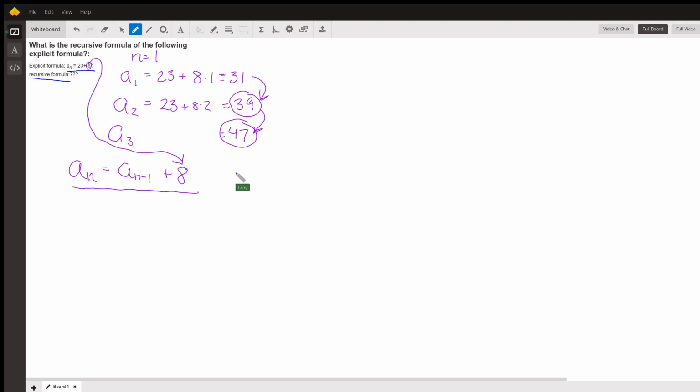The other part is, what is a sub 1? We get that right off of this chart here. A sub 1 equals 31. So there you go. The recursive formula has two parts. How do you get to one term if you know the term before it? A sub n equals a sub n minus 1 plus 8. We're adding 8 each time. And we have to say what the first term is. We start at 31, and then we add 8, that's 39, and we add 8 more to get 47, and we go on from there. So there you go.